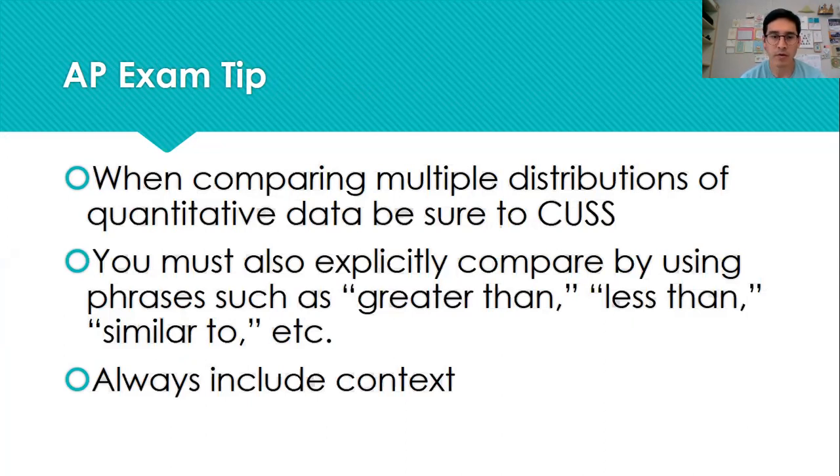On the AP exam, if you are ever asked to compare two or more sets of quantitative data, you must be sure to address CUS. That's center, unusual features, shape, and spread. Because you're comparing, you have to explicitly use phrases like greater than, less than, similar to, different from, so the grader knows that you're comparing rather than just writing out a laundry list of what you see. You have to actually compare one characteristic to another.